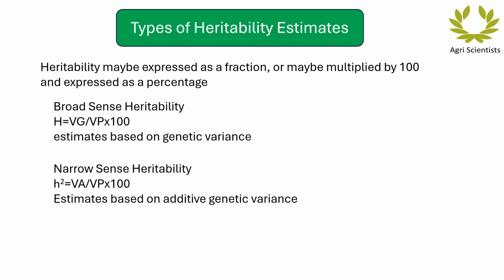Broad sense heritability: genotypic variance divided by phenotypic variance, multiplied by 100. Estimates are based on genetic variance. Narrow sense heritability: additive variance divided by phenotypic variance, multiplied by 100. Estimates are based on additive genetic variance.